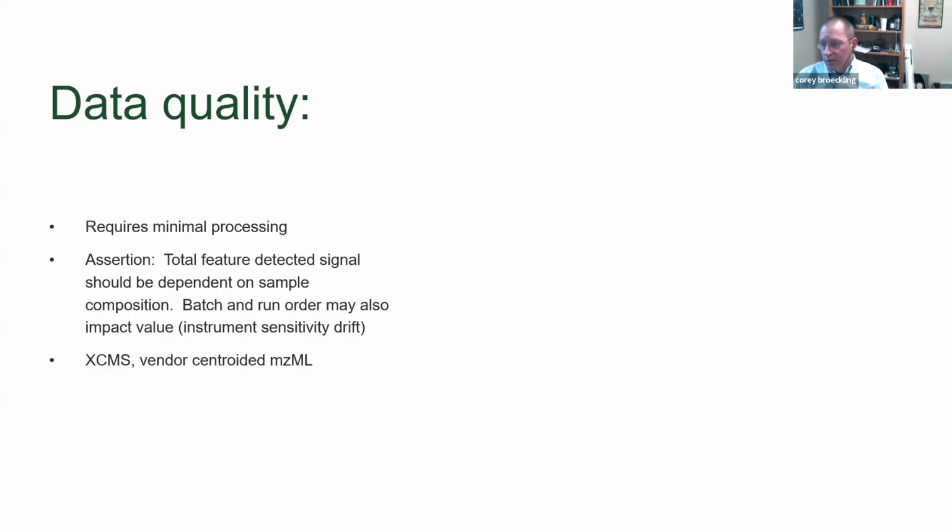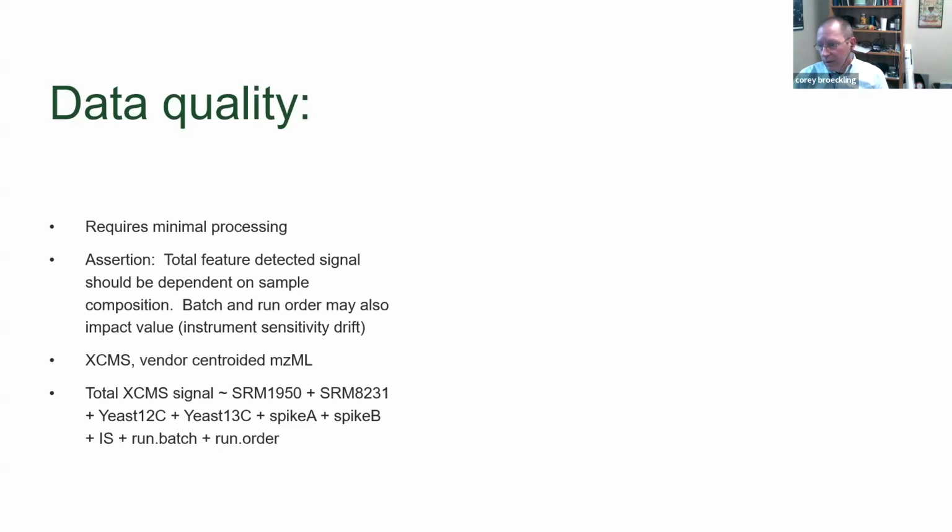using XCMS, using the vendor centroided mzML files. And I use XCMS heavily, so that was sort of my native platform for doing this. And so we can actually just use an ANOVA model for this. And we're saying the total XCMS signal should be dependent on the amount of 1950, the amount of 8231, and all of the other ingredients.